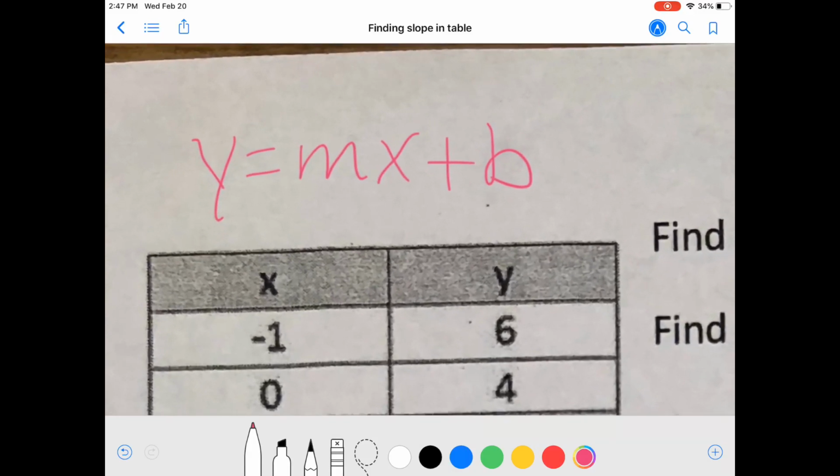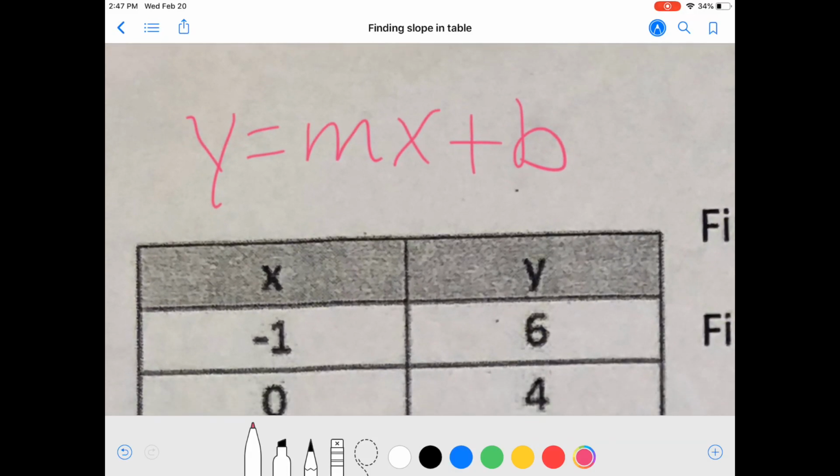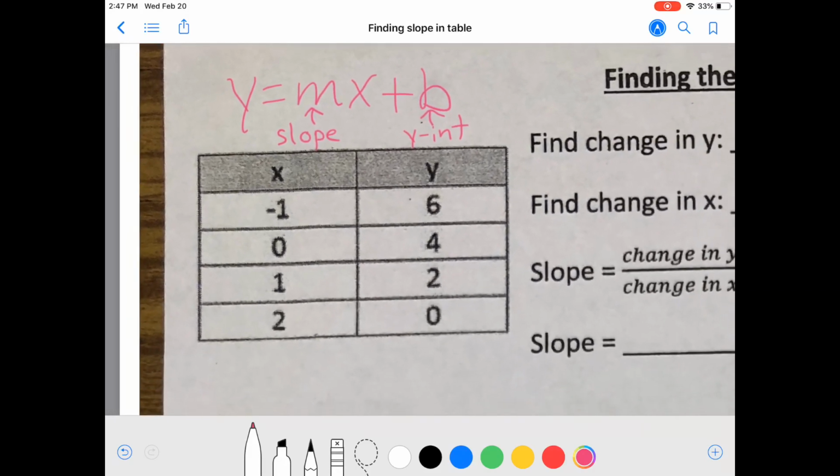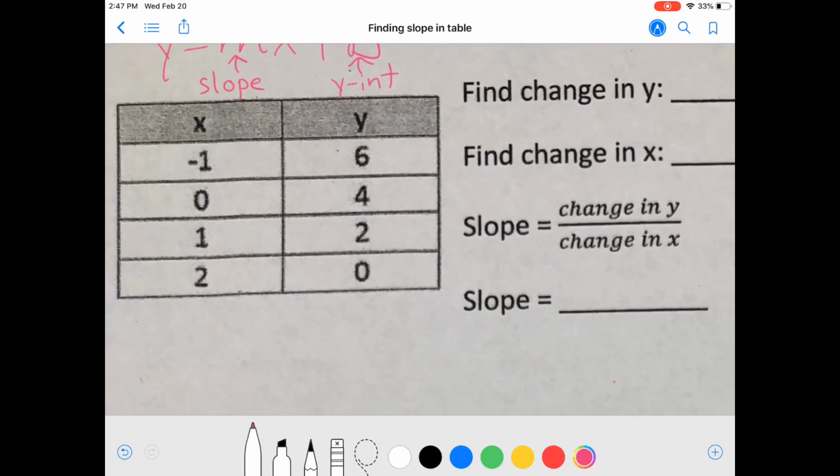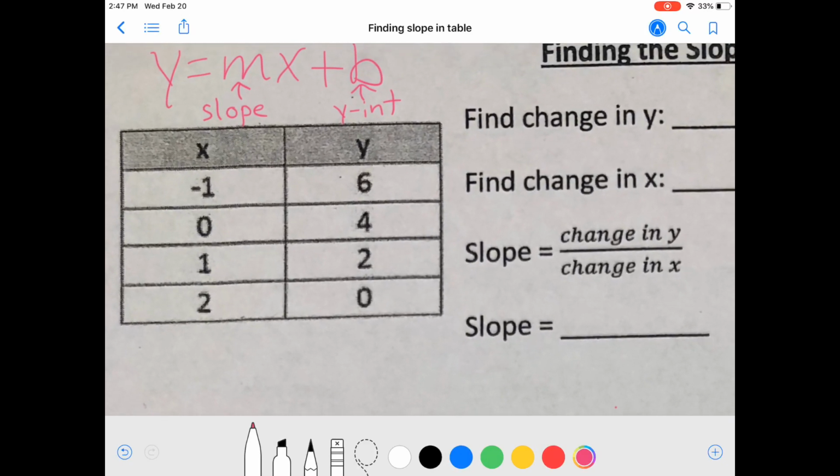So with this formula, our m is representing our slope. Our b is representing our y-intercept. So once we know our slope and once we know our y-intercept, we can create an equation for any line on a graph. But instead of a graph for our first example, we're given a table.